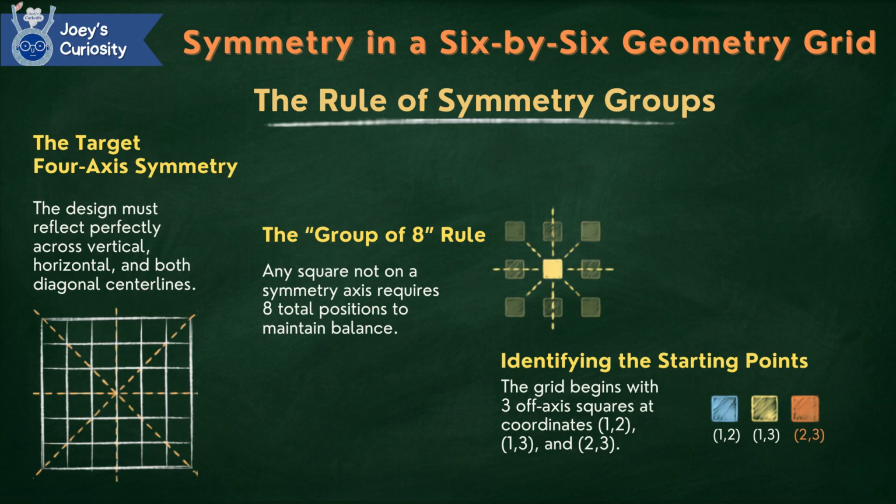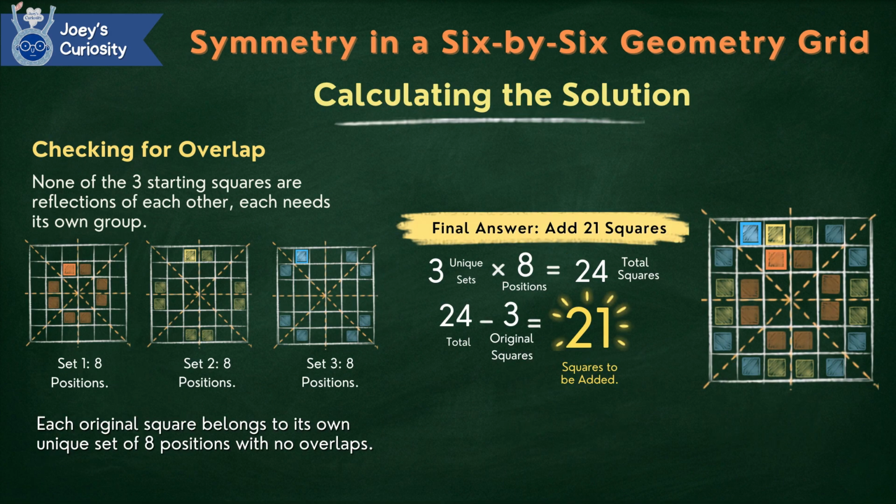Second, we're going to apply the rule of 8. Because the grid is split into 8 symmetric slices, any single off-center square automatically requires 7 identical mirrored partners to keep the whole board balanced. So what does this actually mean for our 3 starting squares? Well, since the 3 provided squares are in completely different starting positions and don't overlap, each one triggers its own completely unique set of 8 squares.